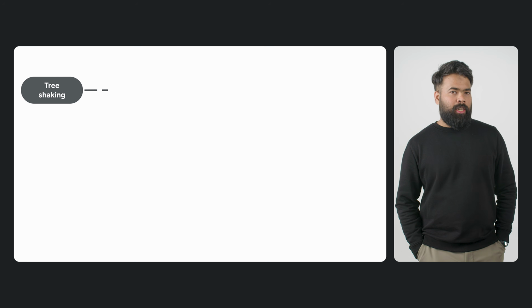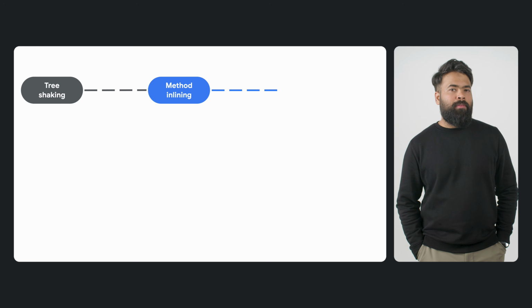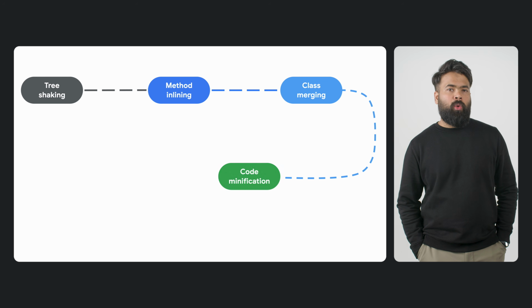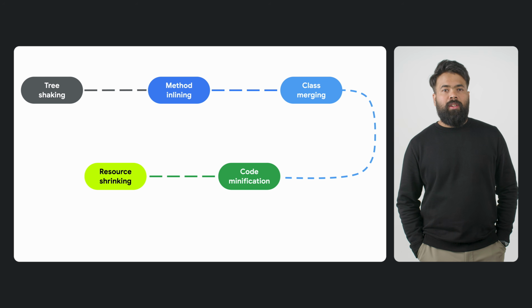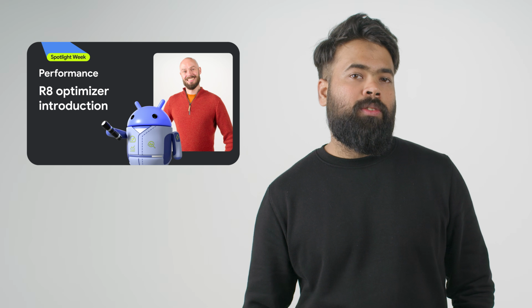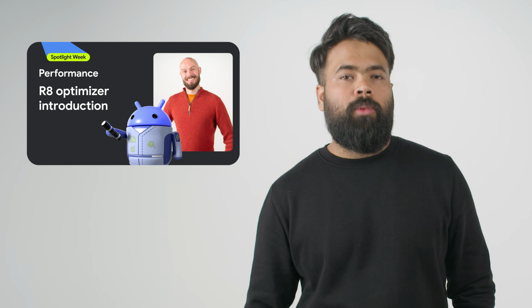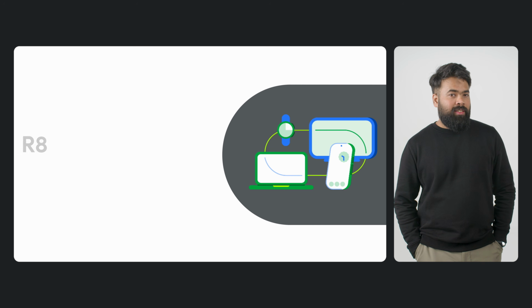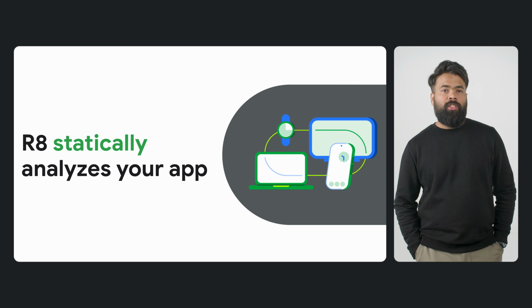When you enable the R8 optimizer, R8 streamlines your app by removing unused code and resources, rewriting code to optimize runtime performance, and more. Check out the Adopting R8 video on Performance Spotlight V to learn more about this. When optimizing, R8 statically analyzes your app and creates a call graph for all the contained code. Code that appears unused will be removed.